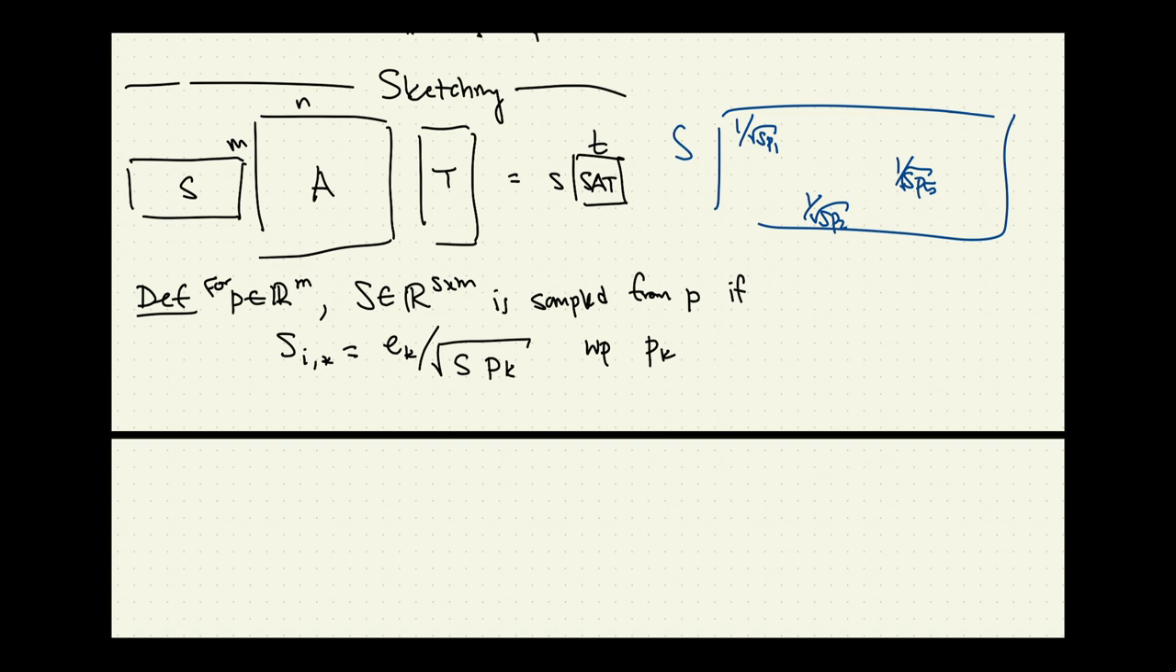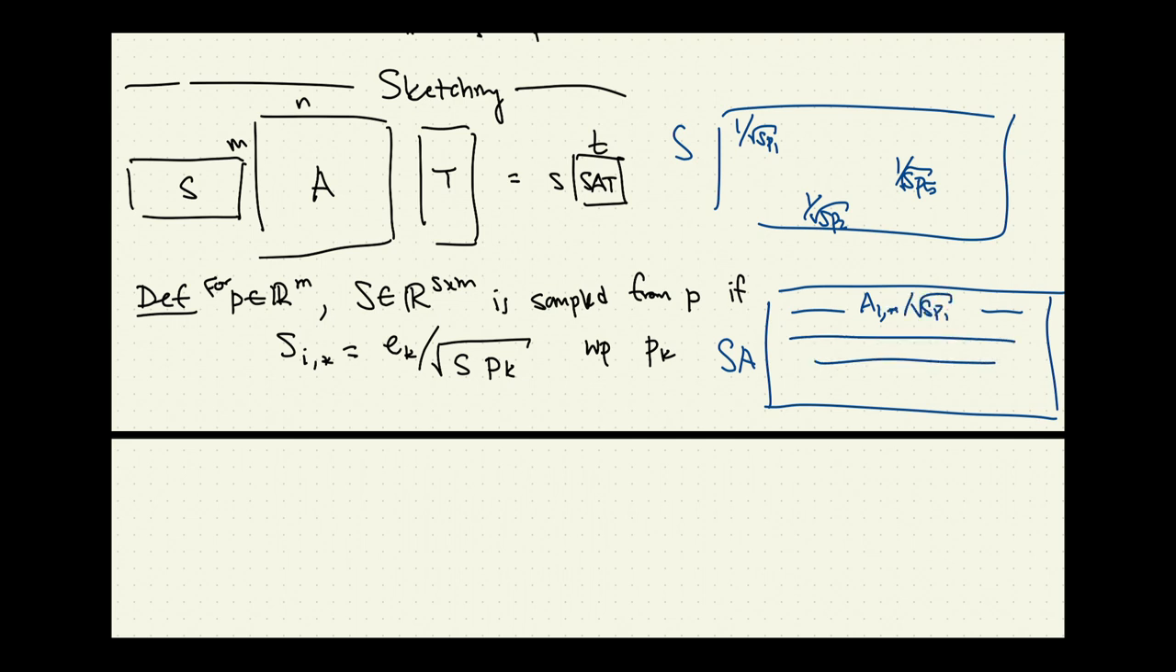Furthermore, what's happening if we apply it to a matrix A is that we're selecting rows. So this row will be A1 over square root of s p1, and then the other rows will also be the corresponding rescaled rows of A. So this is just what's happening when we choose our S.